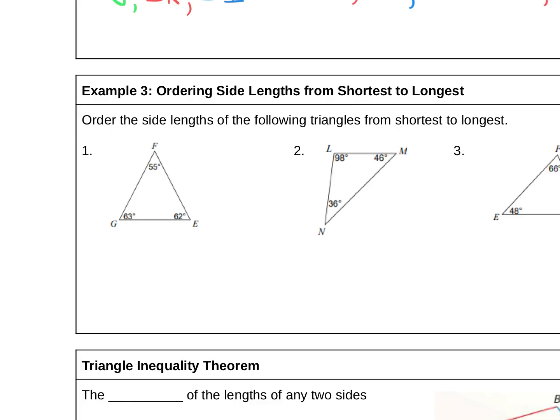The bigger angle is across from the bigger side, but they want us to go shortest to longest. So my smaller angle is definitely going to be the 55. And we go across from that and we get to side GE. Remember, you could also say EG. Then if I keep it going, I'm going to go to the 62. That is the next biggest angle. So the side across from it is GF. And then my final angle is 63. Across from that is FE.